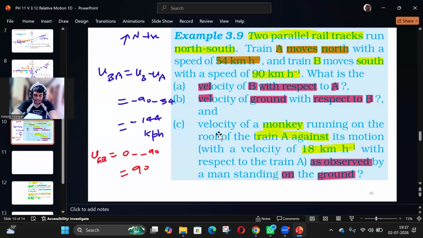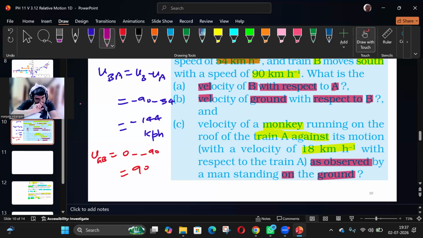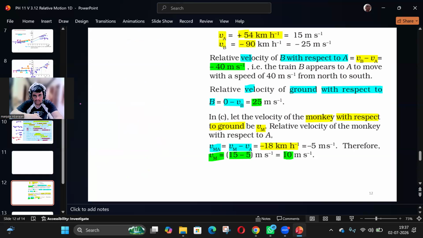So the third part: the velocity of the monkey running on the roof of a train against its motion with a velocity of 18 kilometers per hour with respect to train A, as observed by the man standing on the ground. Try it. C part. So this 18, okay, you get the answer? Let me check. Which question again? B question. 10 meters per second.